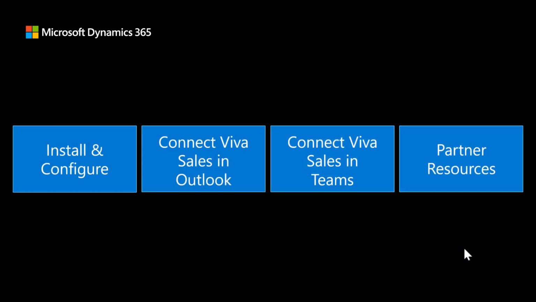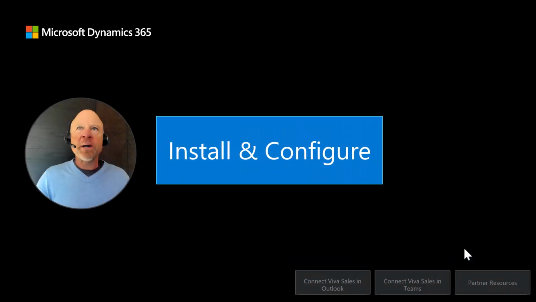So in this scenario, I'm going to show you how to install and configure. Then we'll connect Viva Sales inside of Outlook. We'll connect Viva Sales in Teams. And then I'll show you some resources that you can use for follow-up training and installation, okay? So let's begin with the first step on how to install and configure Viva Sales.